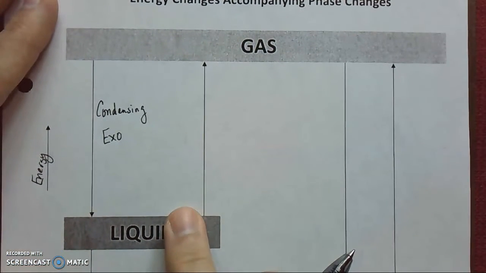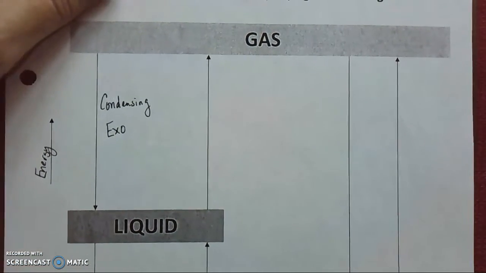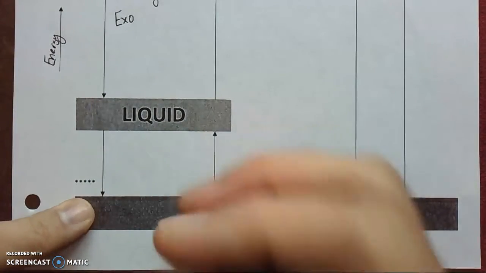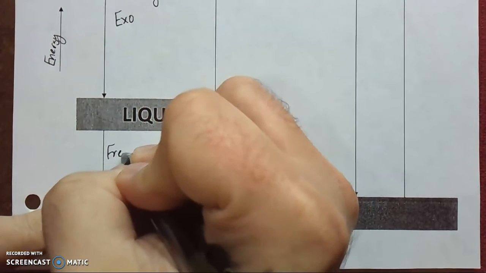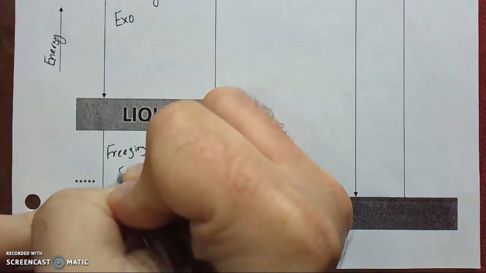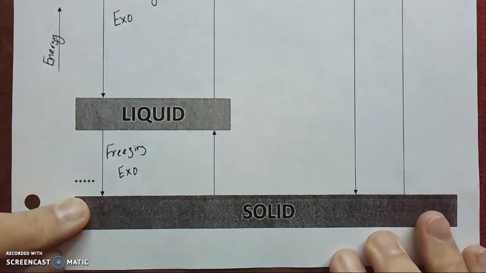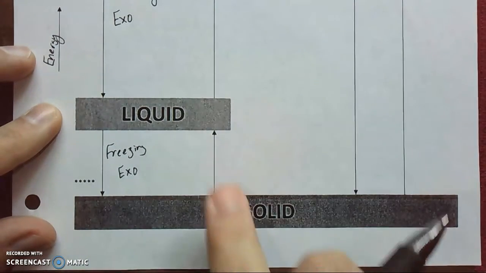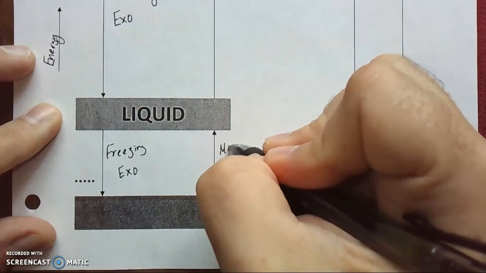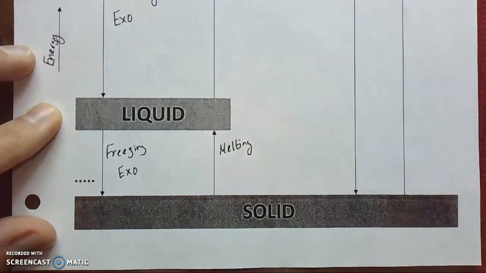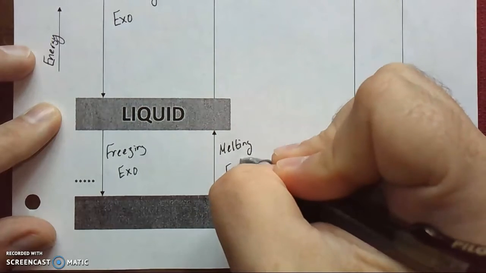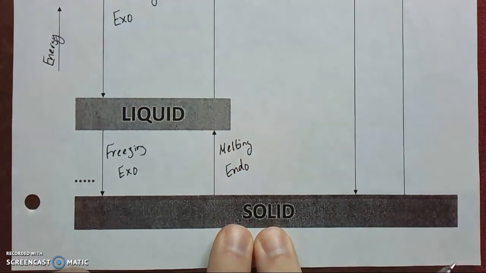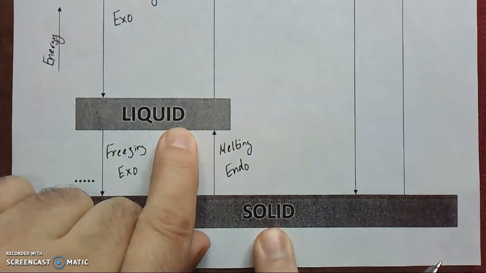If we go from a liquid to a solid and follow this arrow down, this is the process of freezing. It too is exothermic. Now, if we follow the arrows and go in the opposite direction, solid to liquid is melting. And that process is endothermic. It requires energy, so you have to heat up a solid to get it to a liquid.